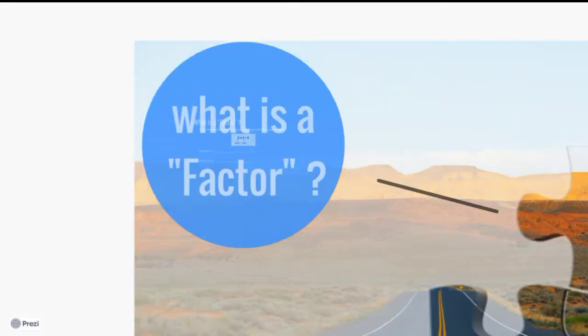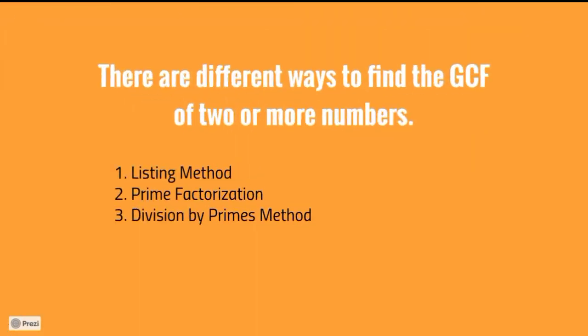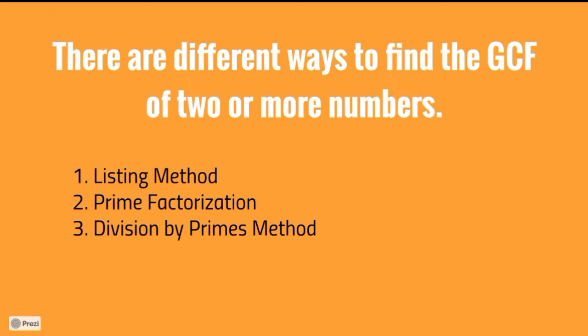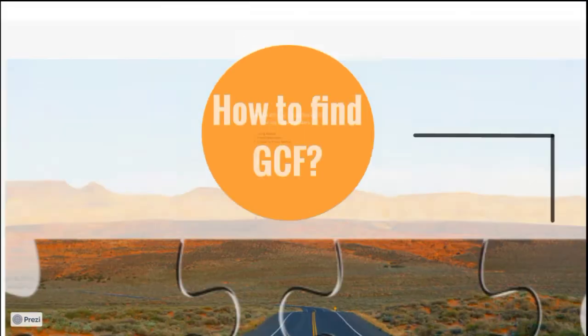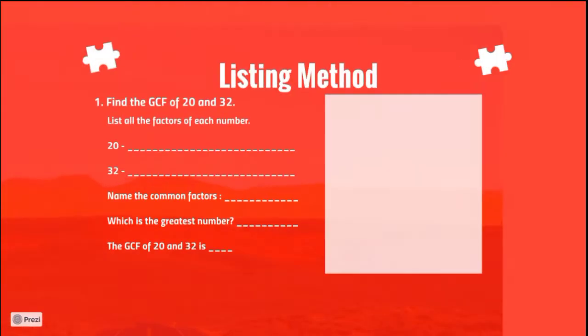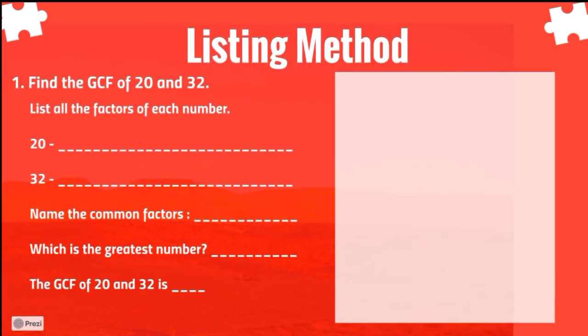There are different ways on how to find the GCF of two or more numbers. The first one is the listing method. Second one, the prime factorization and division by primes method or inverted division. Listing method. Let's find the GCF of 20 and 32.